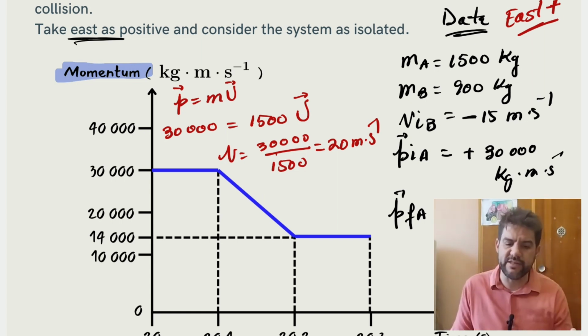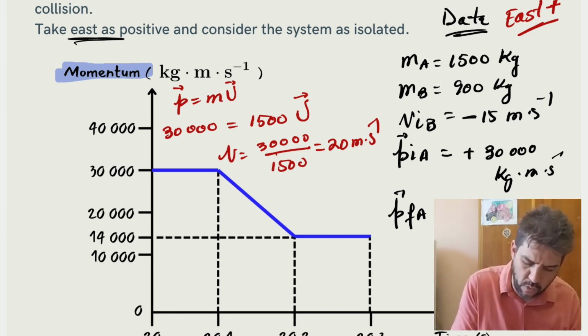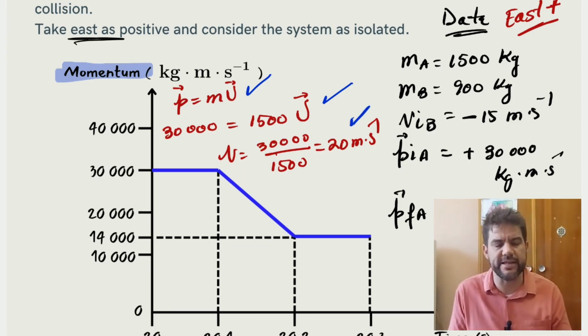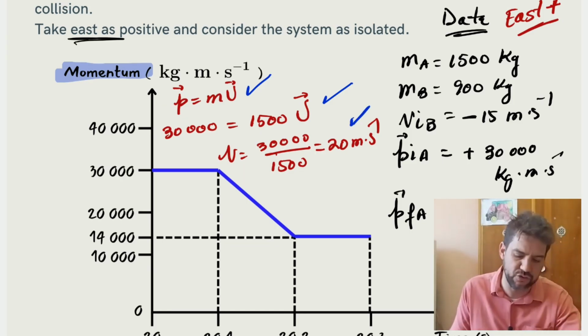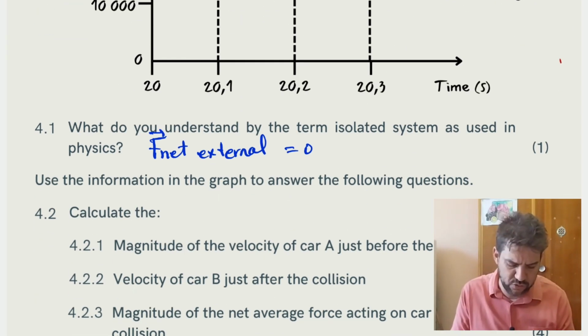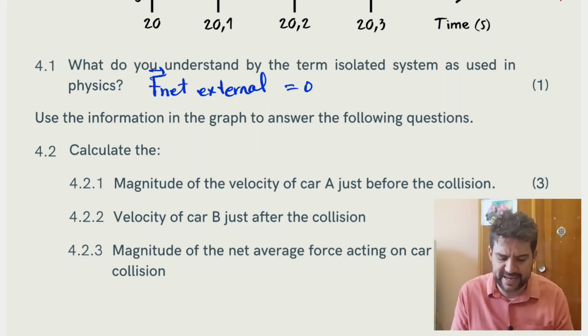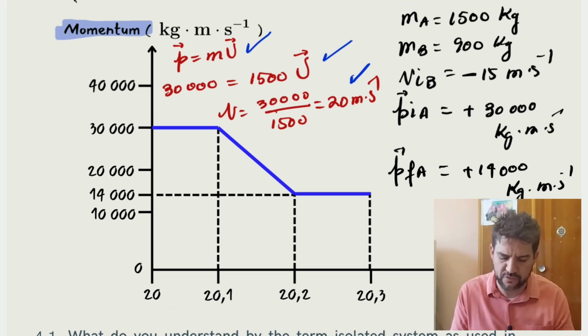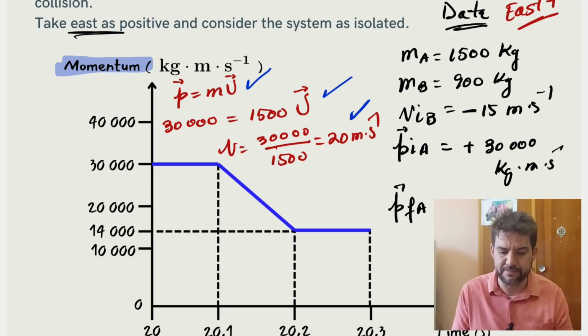That is the question. It's 3 marks, quite simple. One for the formula, one for the substitution, one for the final answer. Remember, no direction because they are asking for the magnitude. The next question says velocity of car B just after the collision. So velocity of car B just after the collision.